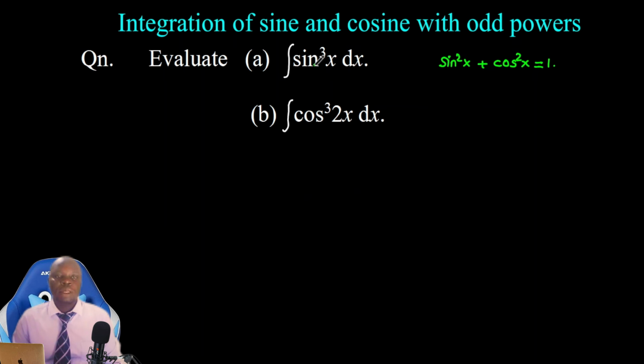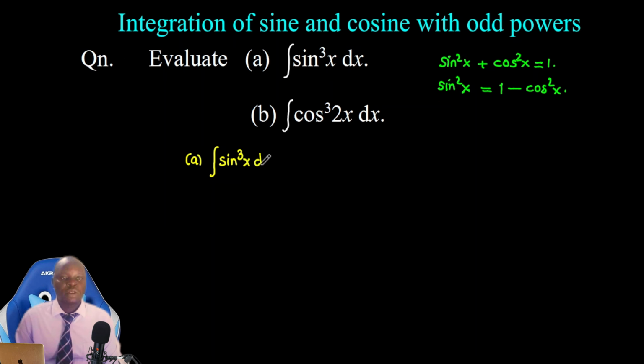Now for the first one, sine square x will be equivalent to 1 minus cos square x. Now let us also write this in two terms, of course being multiplied together, and we can start with our solution here, where part A of the question says we need to integrate sine to the power of 3 of x with respect to x.